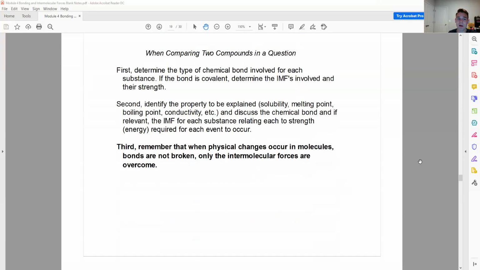So when comparing two compounds in a question, first determine the type of chemical bond involved for each substance. If the bond is covalent, we're going to look at our intermolecular forces. Second, identify the property to be explained and discuss the chemical bond, and if relevant, the intermolecular forces for each substance relating to the strength required for the event to occur. So this is the important part, this last part that's bolded. When physical changes occur in molecules, bonds are not broken, only the intermolecular forces are overcome.